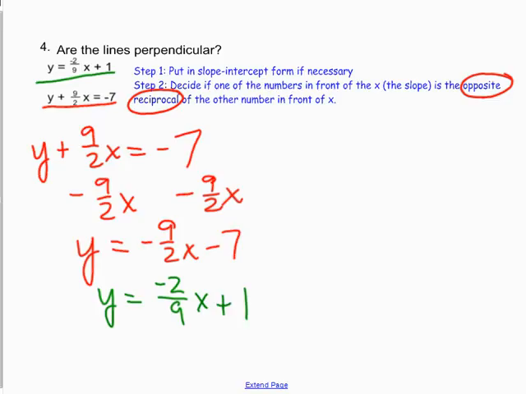Are these opposite reciprocal? Well, what I'm noticing is that they're reciprocal numbers. These two numbers are reciprocal. We flip them, but they're not opposite because this is a negative and this is a negative. So these lines are not perpendicular. If this sign right here had been a positive, then it would be perpendicular lines.